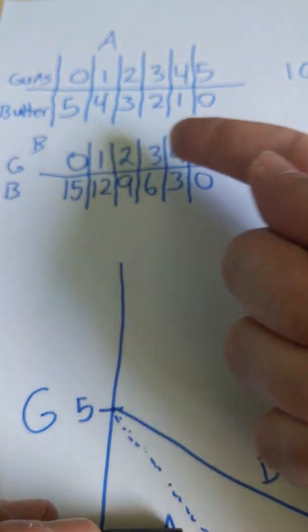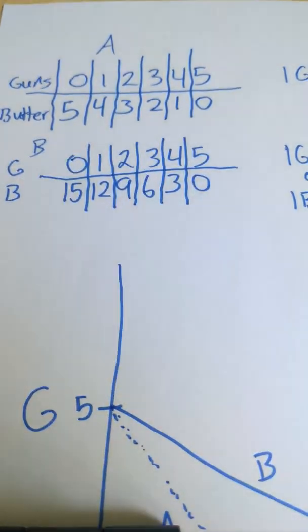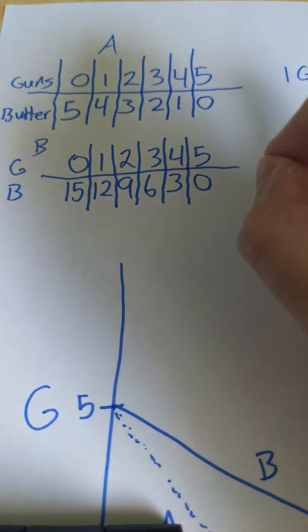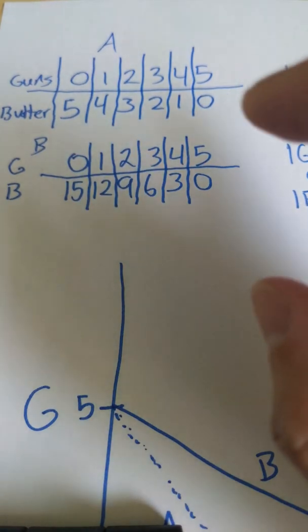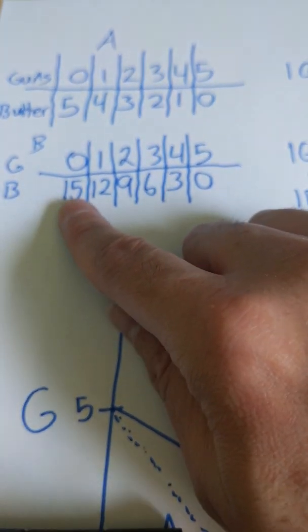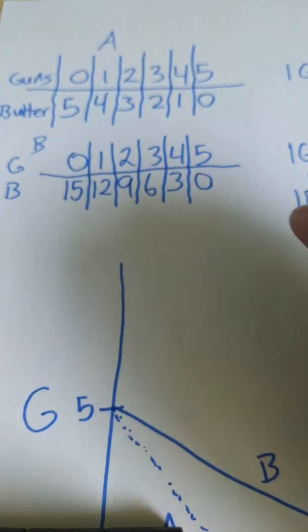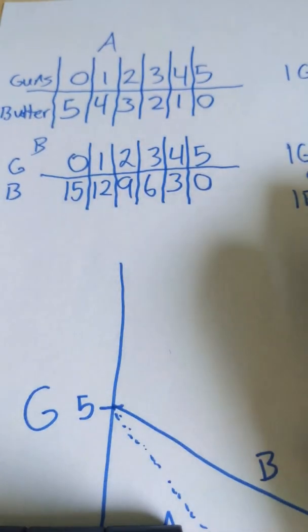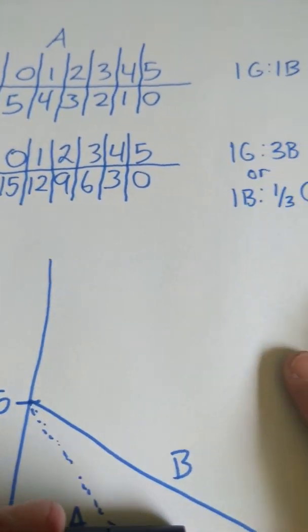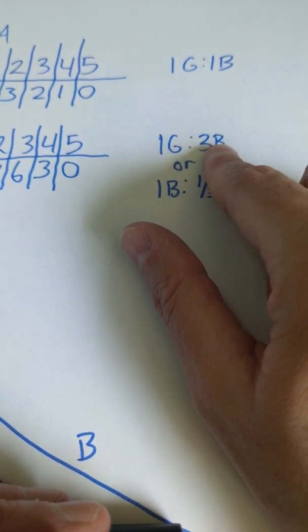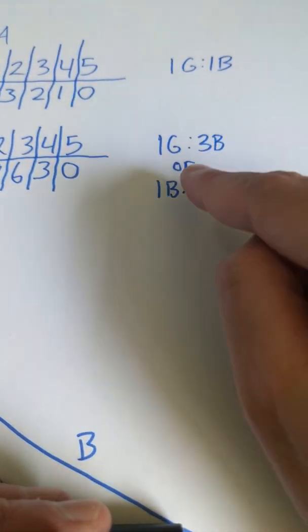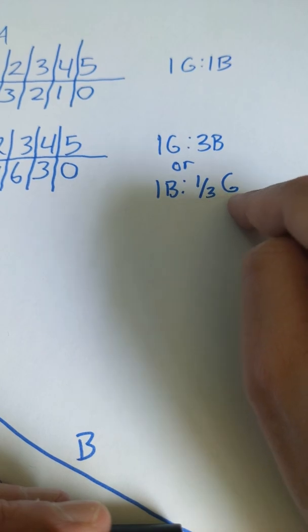All right, Nation B. They can make up to 5 guns using all their resources, but they'd make 0 butter. However, if they use all the resources to make butter, they can make 15 butter. Meaning that the opportunity cost is, for each gun, the cost is 3 butter. Put another way, each butter costs them 1/3 of a gun.